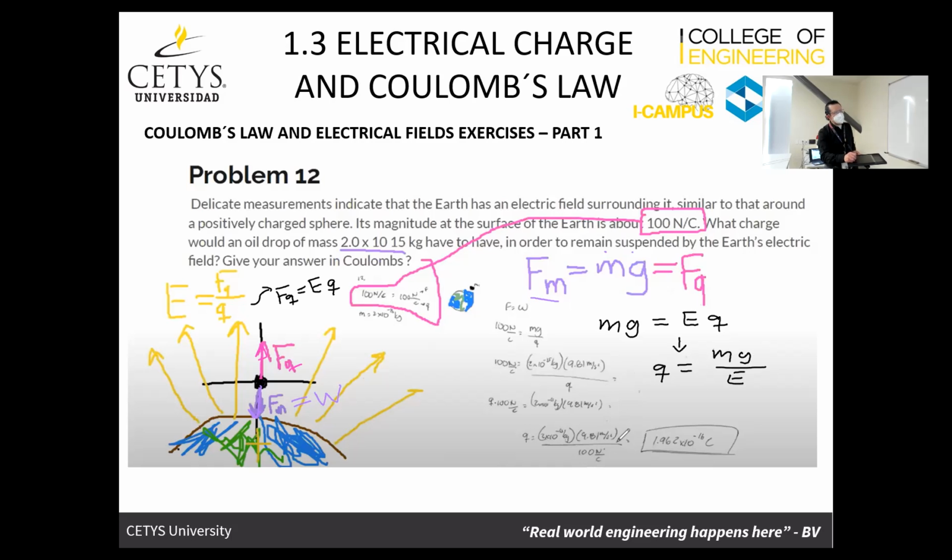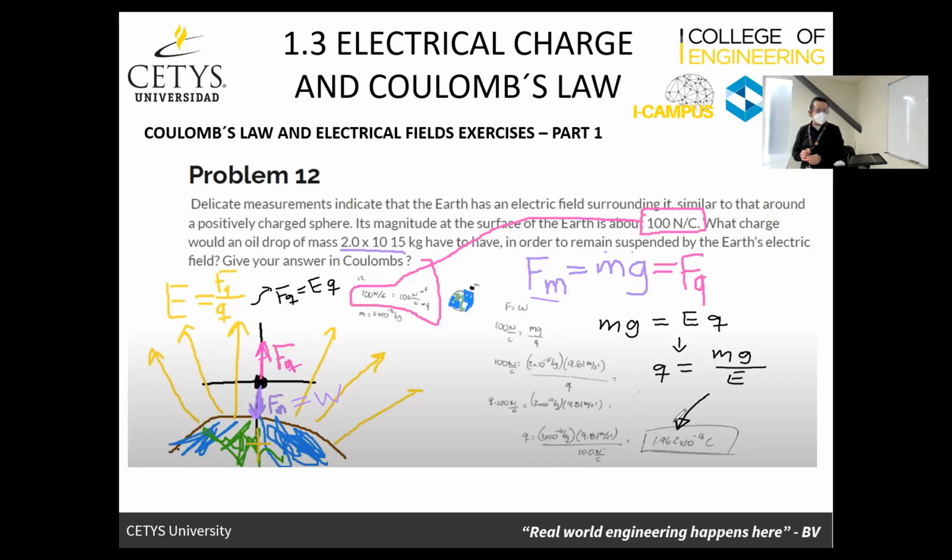And over here down are the substitutions that we do for that. This is a G, by the way, not to be confused with the Q. And that's going to give us that the charge should be 1.96 times 10 to the minus 16 coulombs. That would need to be the charge of the oil drop, so it's suspended because of the electrical field. Okay.